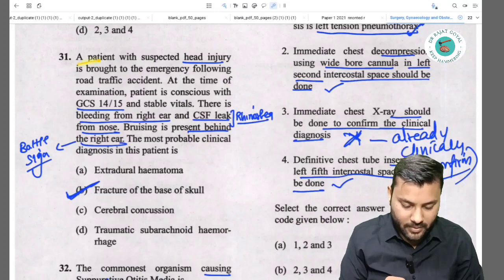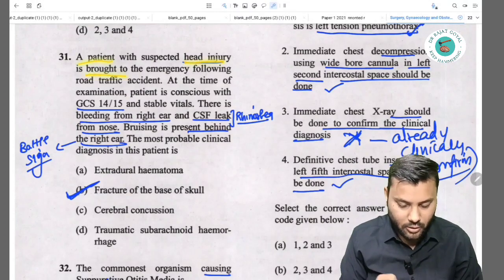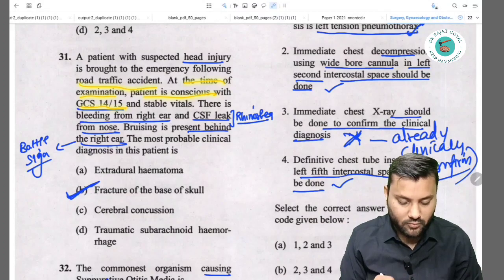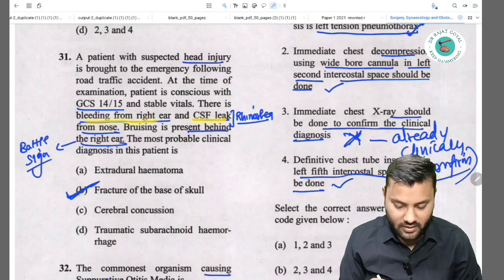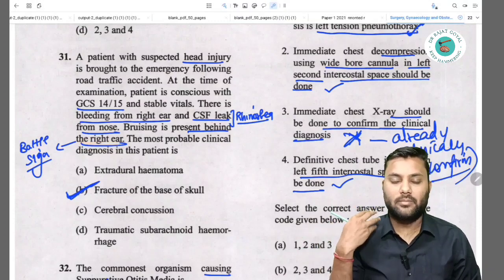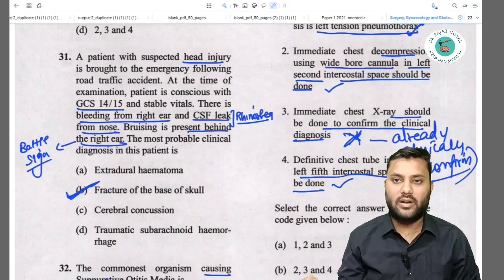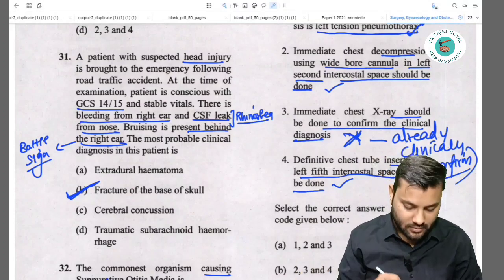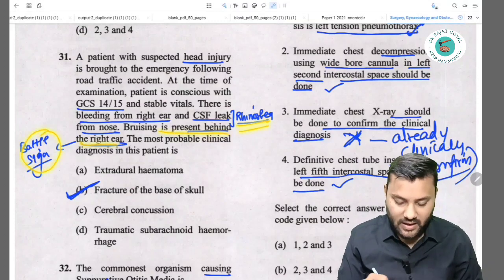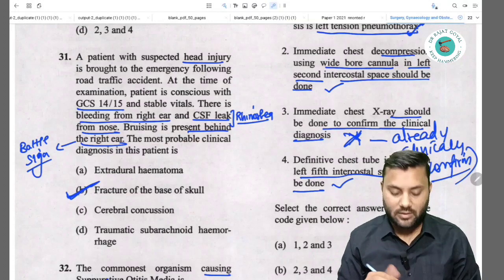A patient with a suspected head injury is brought to the emergency following a road traffic accident. At the time of examination, the patient is conscious with Glasgow Coma Score 14 by 15 and stable vitals. There is bleeding from the right ear and CSF leak from the nose. Bruising is present behind the right ear. Whenever there is a head injury and bruising behind the ear, we directly make the diagnosis of Battle sign, which is generally related to fracture of the base of the skull.